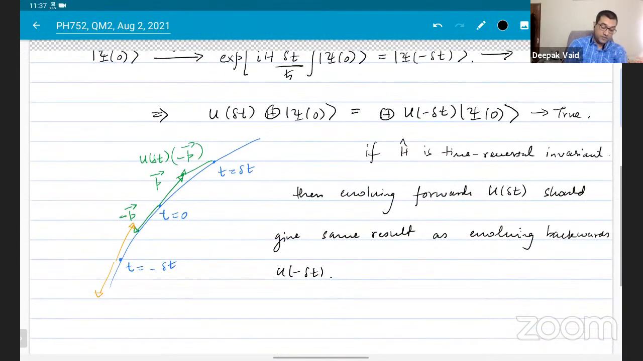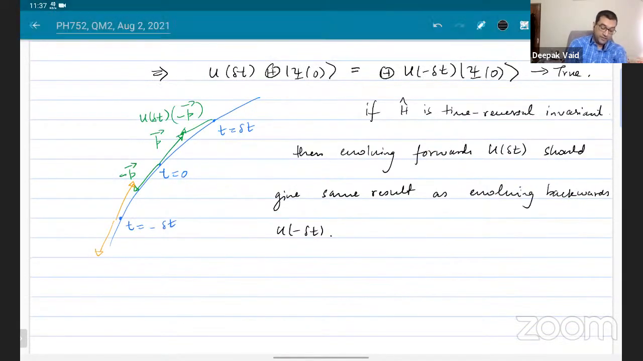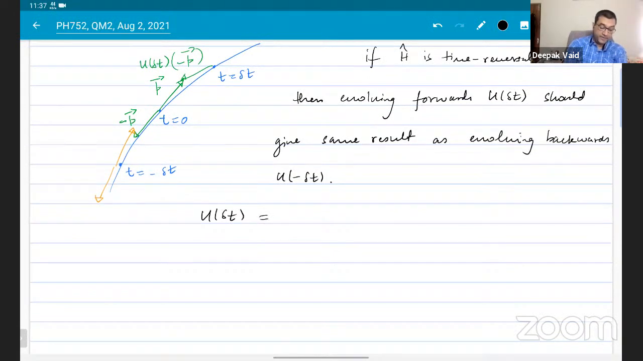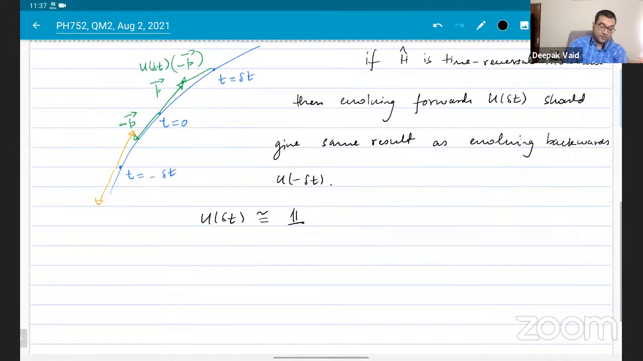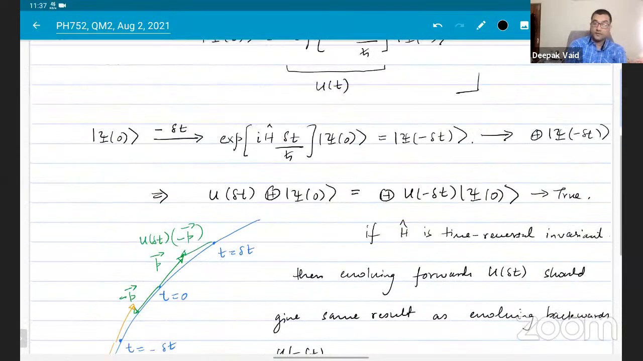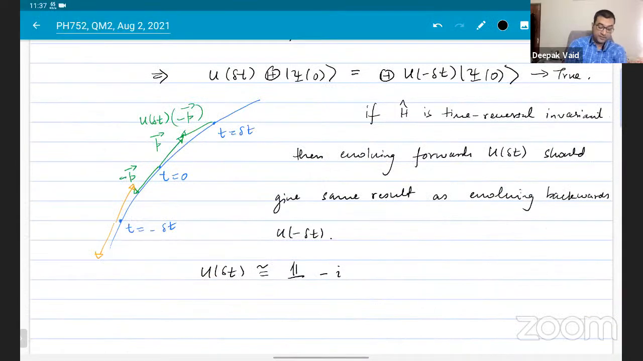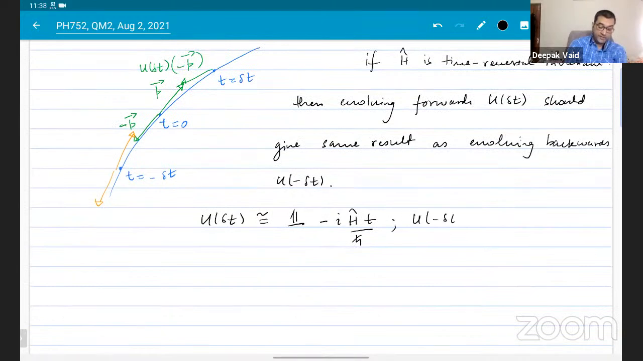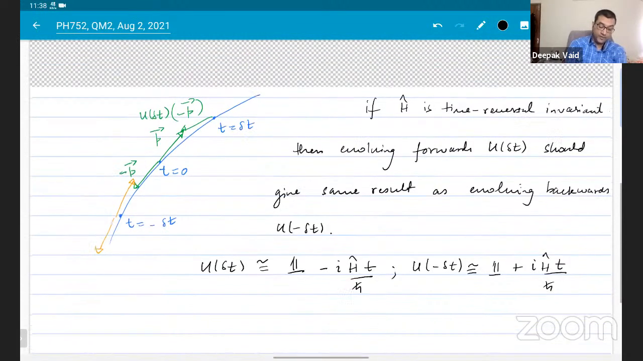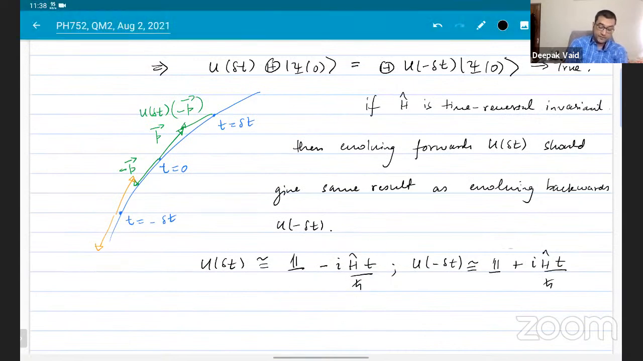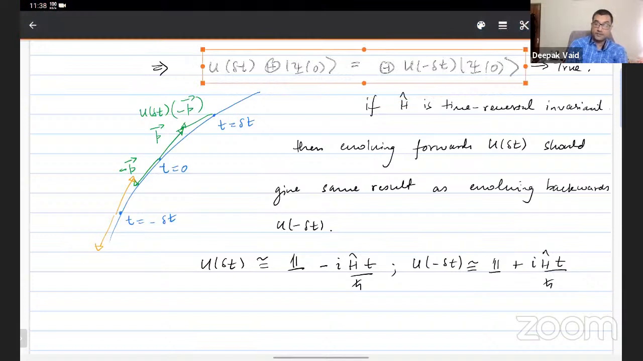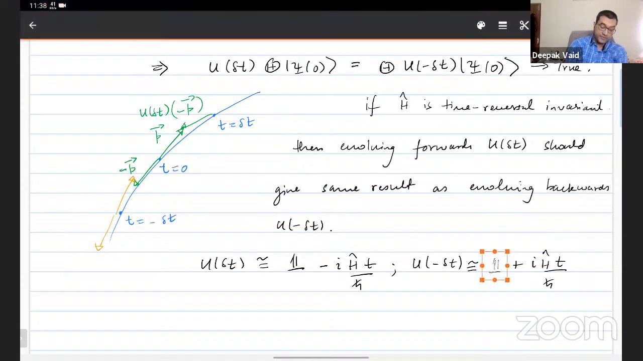Now, what we do is we take this operator U of delta t and we Taylor expand it. So U of delta t is this operator, and if I Taylor expand this exponential, I just get the identity minus i over h bar times H hat t. And similarly, U of minus delta t will be the identity plus i over h bar times H hat t. And I substitute these two expressions in this equation. When I substitute these expressions, the terms proportional to the identity will cancel out.